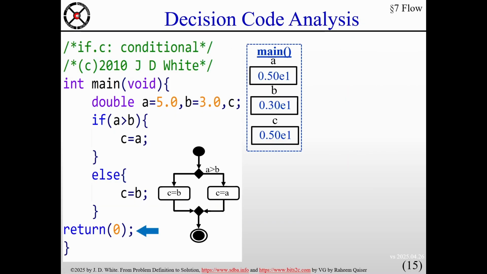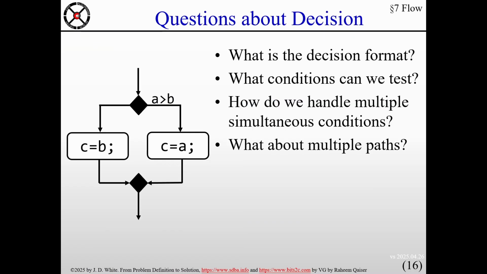Okay. Now let's ask ourselves a bunch of questions. What is the decision format? What conditions can we test? How do we handle multiple simultaneous conditions? And what about multiple paths? Basically four different variations that we need to worry about.